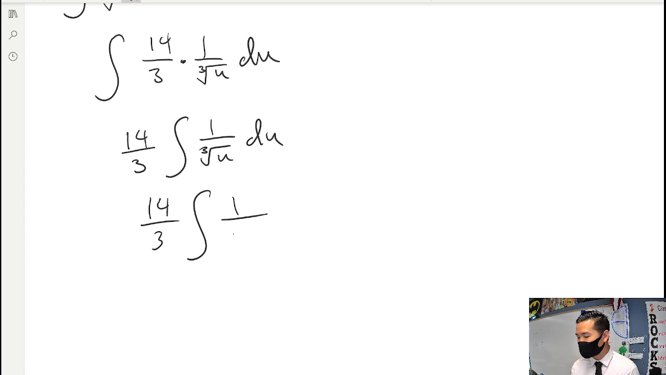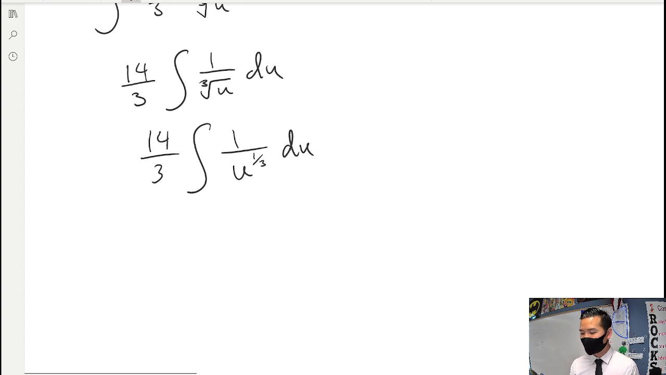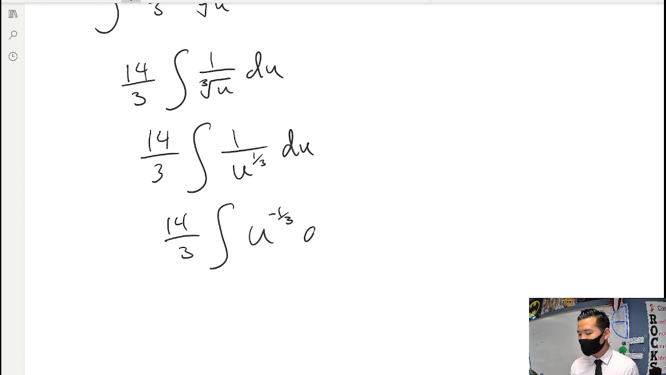Rewrite this as 1 over u to the 1/3 du. I'm still not okay with this because it's 1 over instead of just the power by itself. What can you do with that power? What should the power become? U to the negative 1/3. Yeah. So rewrite it one more time. We get the integral of u to the negative 1/3 du.